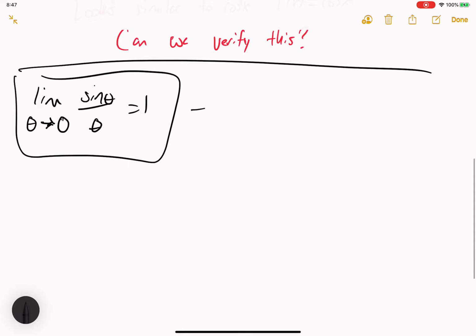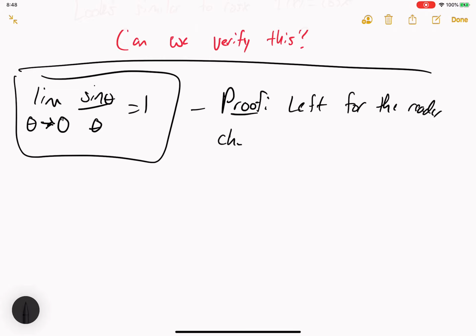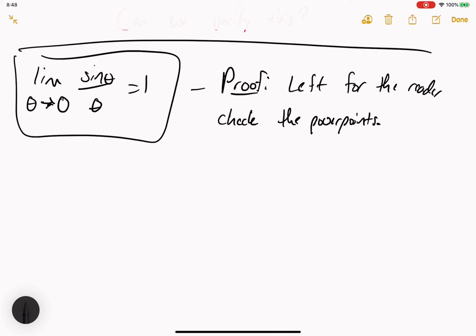So let's just say proof left for the reader. Or you can check the PowerPoints, because I went over this in the lecture, even though this is a bit late. It's a bit technical, and I wouldn't really want to waste your time with it.